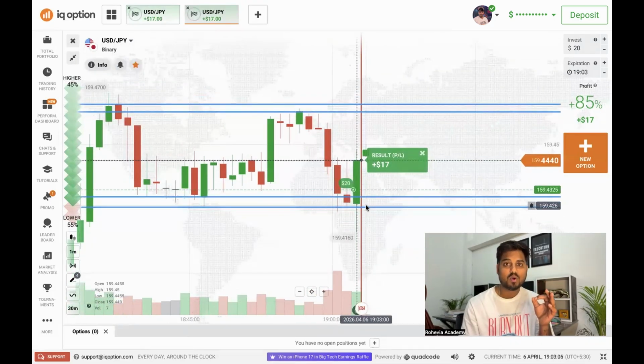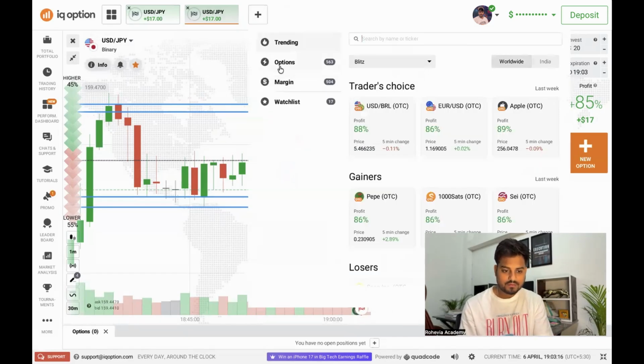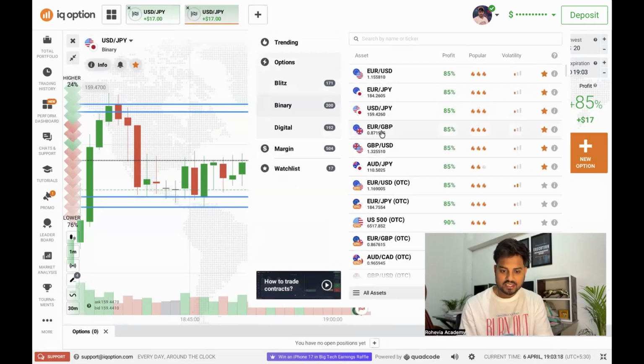This is called the CWRV concept. I am understanding the candlesticks, I'm understanding the volume, and I'm understanding their fluctuations, the wicks, right? All right, now let's move to the pair again, USD JPY.